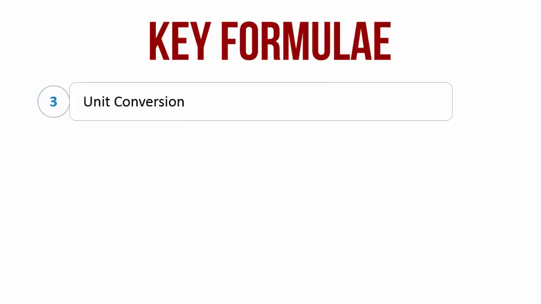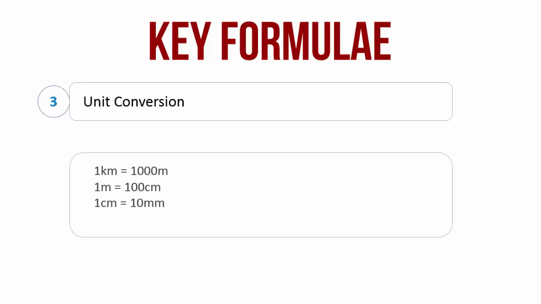A unit basically is a degree of measurement. It could be kilometers, it could be hours, it could be miles. Now the key formulae or multiplying factors for major distances and time units are what you need to remember. Remember that 1 kilometer is equal to 1,000 meters, 1 meter is 100 centimeters, 1 centimeter is equal to 10 millimeters. Likewise for time, 1 hour is 60 minutes, 1 minute is 60 seconds, therefore 1 hour is 3600 seconds.